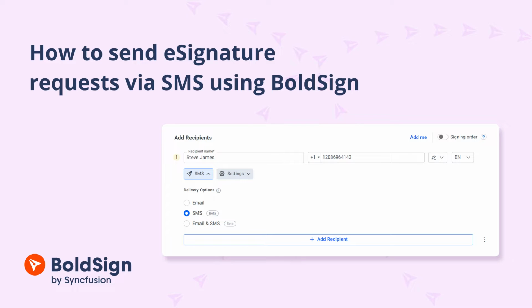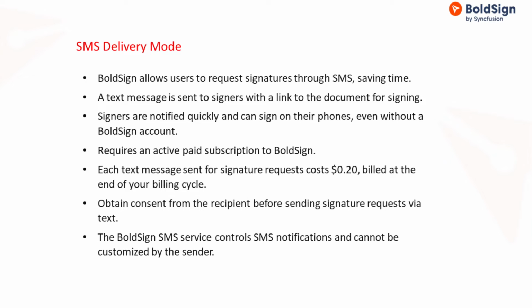Today, I will show you the process of sending signature requests via SMS using BoldSign. BoldSign allows senders to request signatures through SMS, saving time and streamlining workflow. It works by sending a text message to the person you need a signature from with a link to the document they need to sign. This ensures they are notified quickly and can conveniently sign the document on their phone.